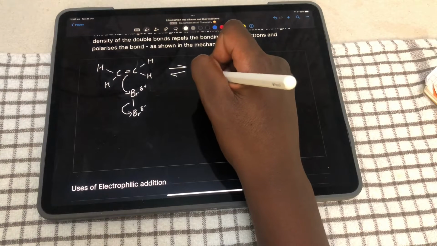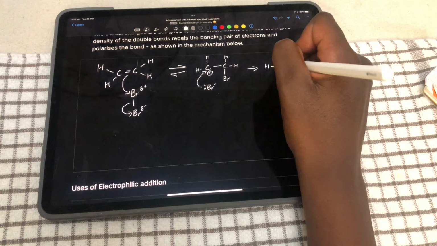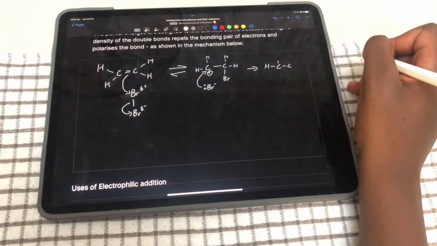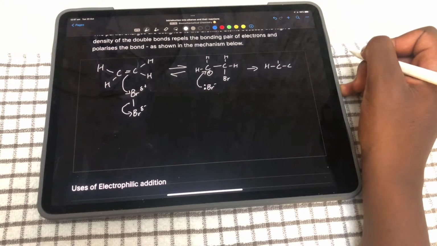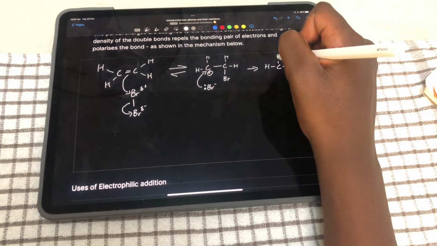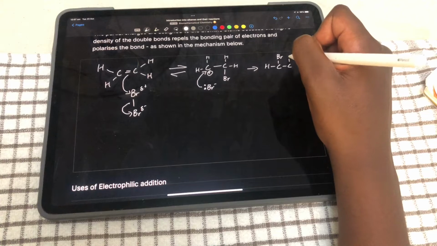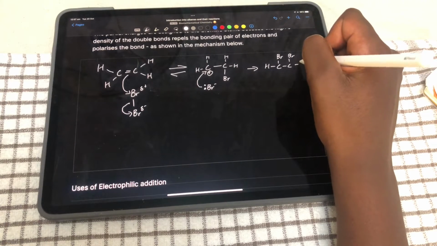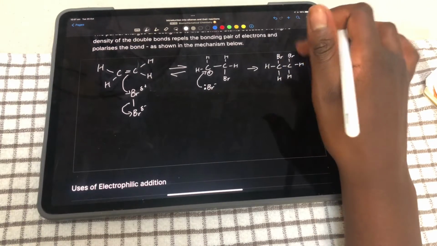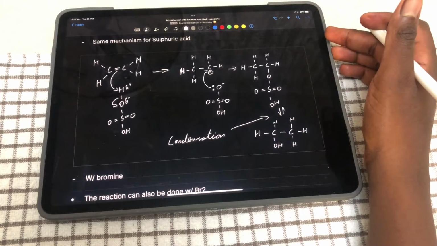And then you have your bromine here. And here you have it. In this case, you would have to say 1,2-dibromoethane. I don't know why I did it on the top side, but it doesn't really matter anyway. 1,2-dibromoethane. And this one here would just be ethanol.